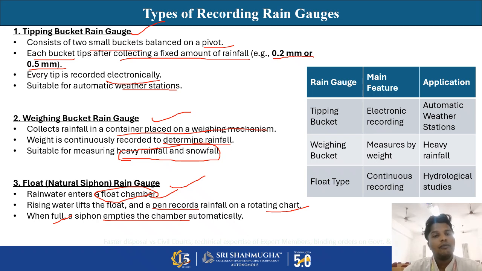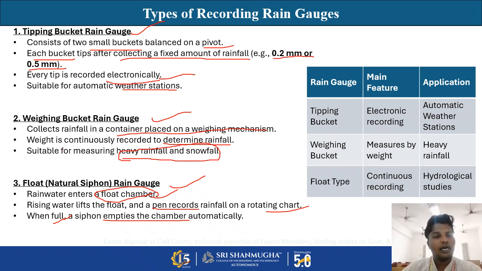Okay, the pre-measured rainfall is collected in the bucket, which tips. Then it is recorded electronically in the tipping bucket gauge. In the weighing bucket rain gauge, there is a continuous record of the rainfall. Then the float rain gauge: as the water rises, it lifts the float and the pen records the rainfall on the rotating chart. Thus, these are the three types.